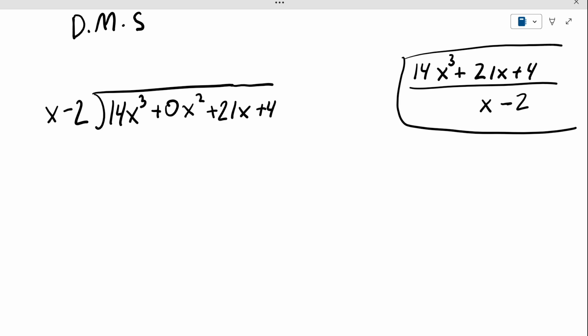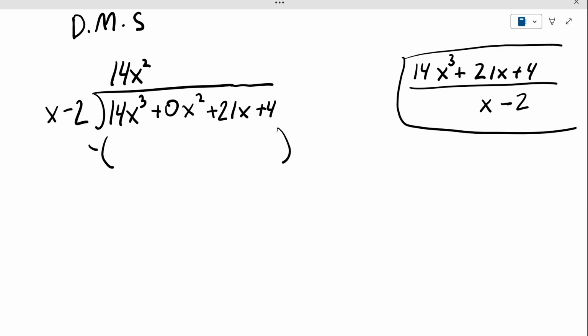Our first step is division. What is 14x cubed divided by x? Well, that's just 14x squared. Now here's where things change. In our last example, we only had to multiply by x. Now we have to multiply by x and by negative 2. So like last time, I'm going to write my negative sign with the brackets first.